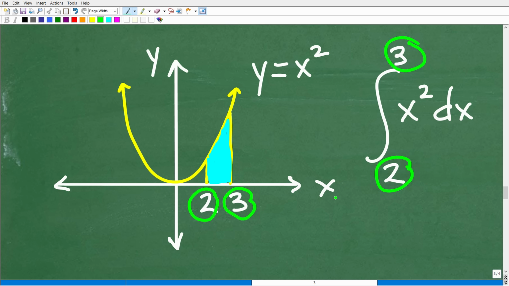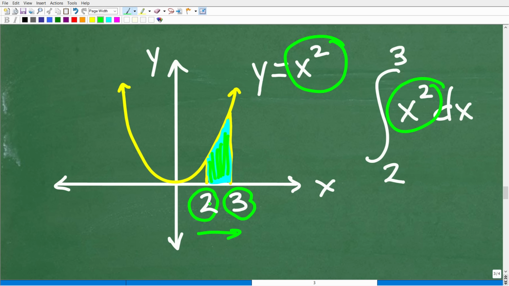We're going to add up all the little skinny rectangles from 2 to 3 underneath the curve x squared. So that's what this calculus notation means. Let me repeat that one more time. It says add up all the rectangles underneath this curve x squared, start from 2 and go to 3 on the x-axis.